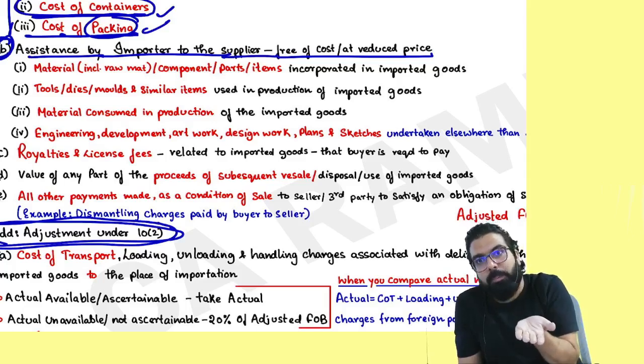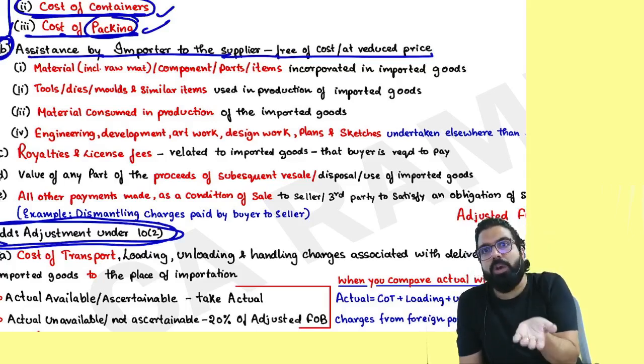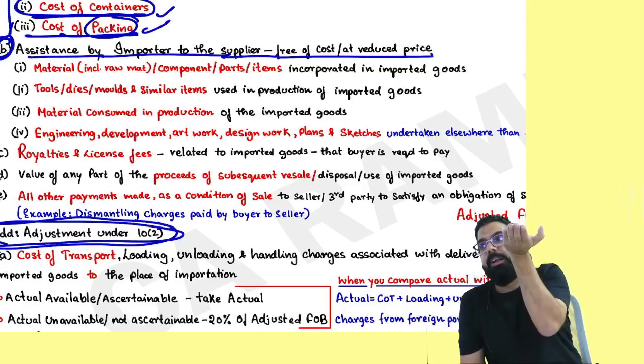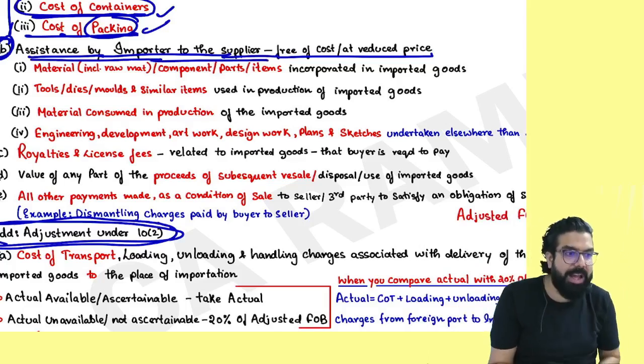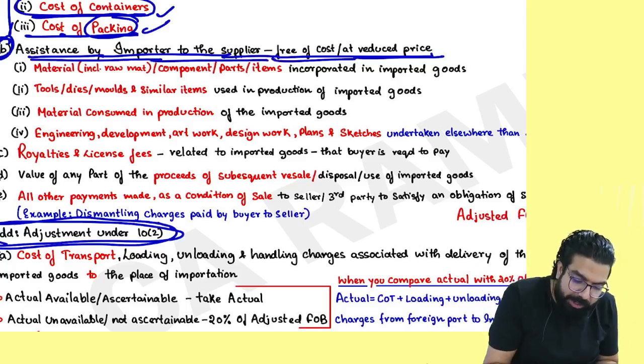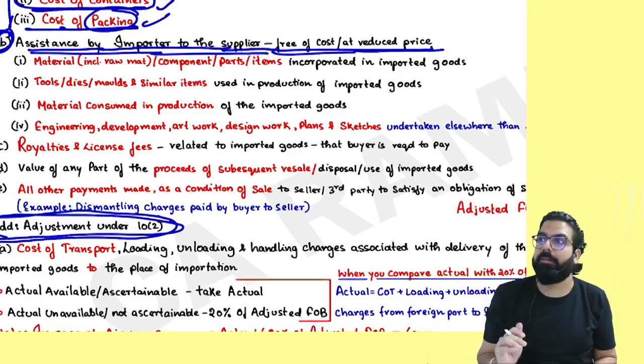The government says, Ramesh, please make the value correct. You can't go ahead and pay custom duty at a lower price. The price has to be increased. And that is why they say any assistance by the importer to the supplier free of cost or at reduced price should be added back.